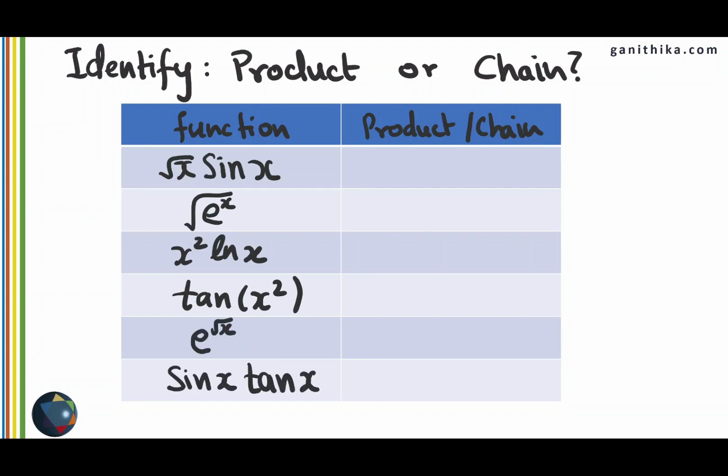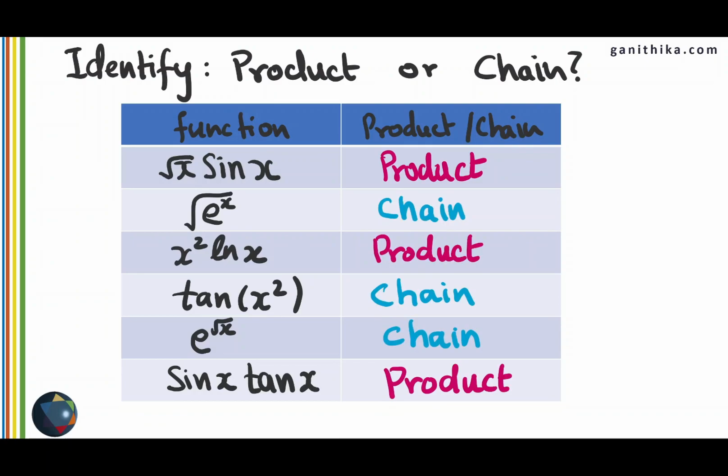On the second column, write whether it is a product rule question or a chain rule question. A few seconds before I give you the answers. The answers are coming now. Did you do them right?